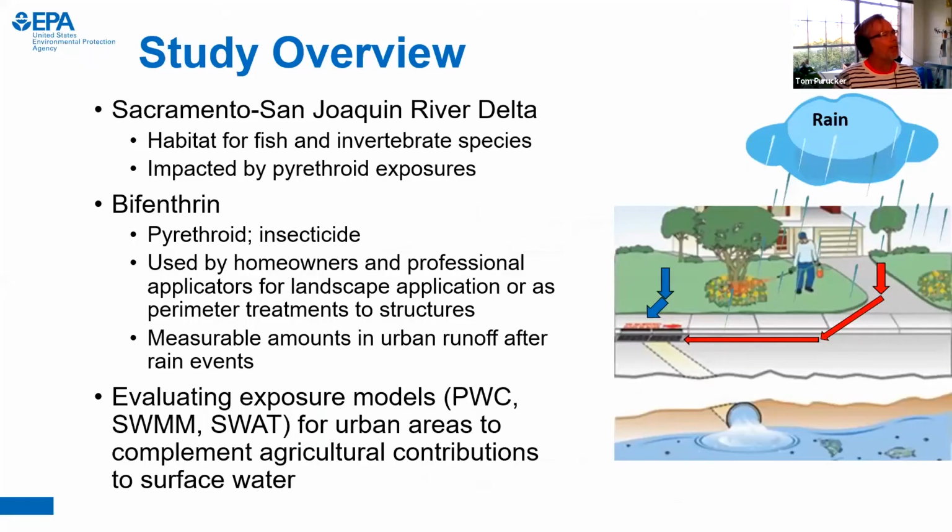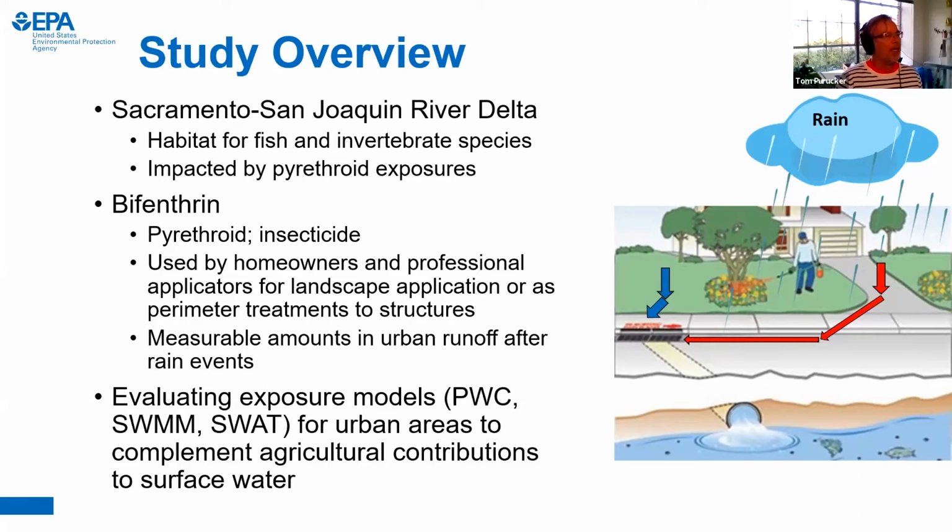This takes place in the San Joaquin, Sacramento River Delta. It's a pretty well-known habitat for fish and invertebrate species in the Central Valley of California. So it has a lot of impact. Central Valley is a very productive agricultural system. And this area also has a lot of well-known threatened and endangered species in the US, including a history of some of those species being impacted by pyrethroids. And bifenthrin is sort of one of the more toxic pyrethroids in this area.